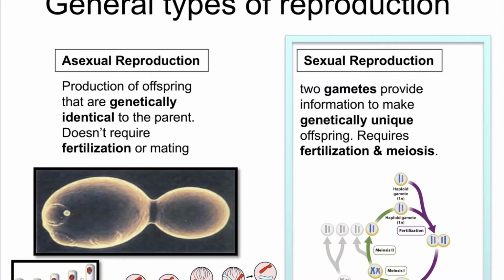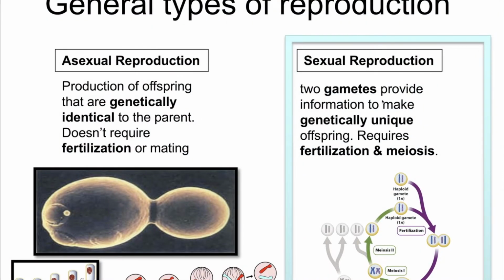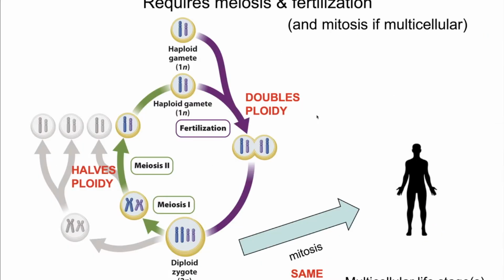So we've been talking about general types of reproduction, starting off with asexual reproduction, and more recently talking about sexual reproduction. And so I want to continue talking about sexual reproduction. As a quick reminder, in the previous slides, we discussed that sexual reproduction requires meiosis and fertilization. And importantly, this process of fertilization doubles ploidy. So you go from two haploid gametes joining together to make a diploid zygote.